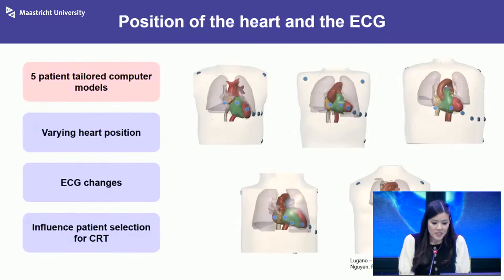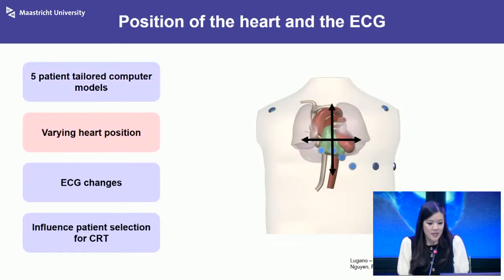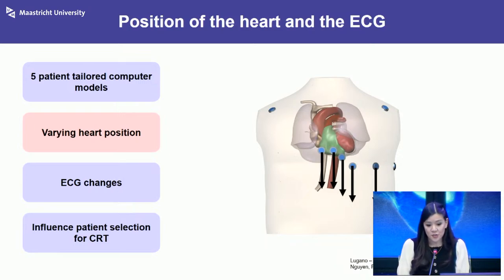In a joint Lugano-Maastricht project, we examined the impact of the heart torso geometry on the ECG by constructing 5 computer models of the heart, tailored on patients who were referred for CRT. The diversity of the heart torso geometries among these different patients is evident in this slide. In these computer models, we varied the heart torso geometry by shifting and rotating the heart within the torso and by adjusting the placement of ECG electrodes on the chest, which is a source of variation that is only feasible in a simulation study.